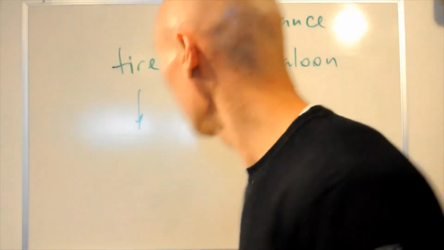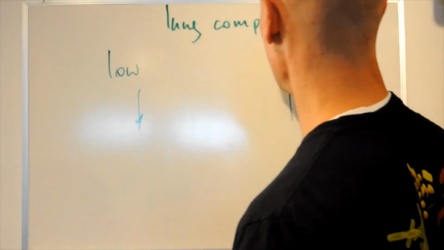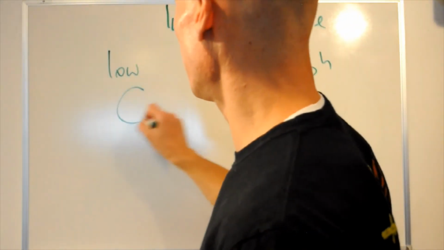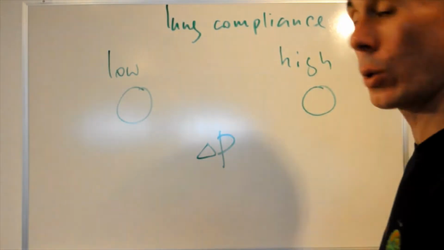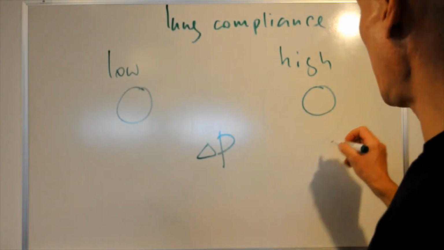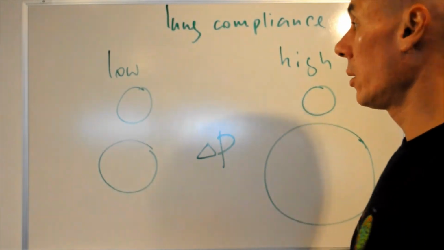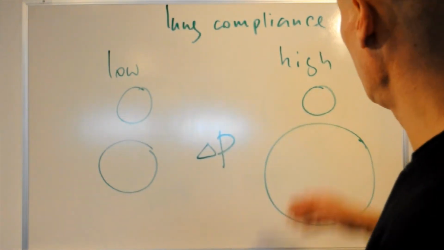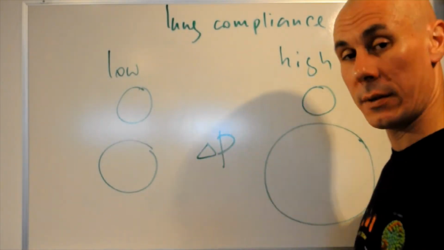So if we say that compliance is low versus high, and that's the initial size of the lung. In case of a high compliance, if we increase pressure by delta P, a certain number, doesn't matter what number it is, same for low and high. In high compliance, the lung will be like that. In the low compliance, it will be like that. So basically, the lung with a low compliance is much harder to inflate, but easier to deflate. Lung with a high compliance is much easier to inflate, but harder to deflate.